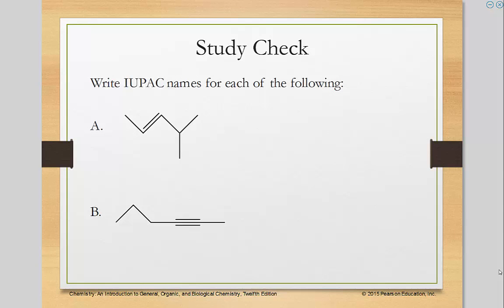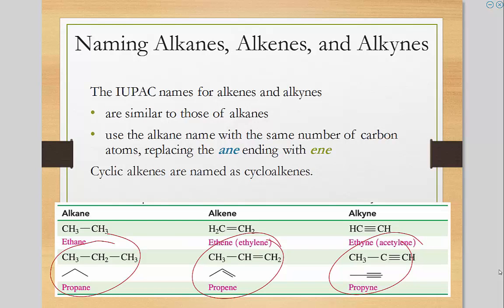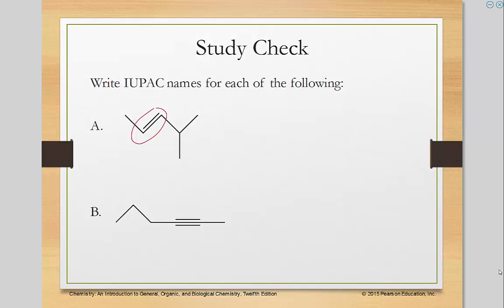If it has a double bond, it's going to end in ENE. If it has a triple bond, it's going to end in YNE. It's going to be the same prefix as eth, prop, but, so on. But instead of butane, it'll now be butene or butyne. So let's take a look.